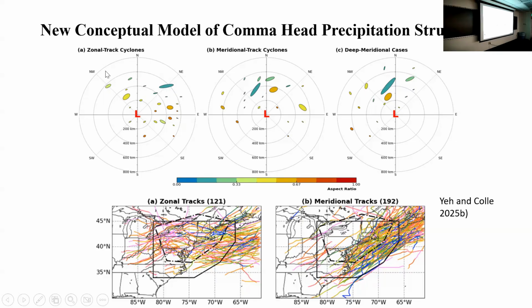And you can see, if you have zonal tracks, a lot of these banded structures on the northeast side of the cyclone, somewhat smaller in scale. Once we have meridional cyclones, which are heading up the coast, that's when you start getting these larger structures north and northwest, and then even increasing after that. So this climatology builds up our knowledge of the full spectrum of structures relative to the cyclone tracks, building on Howe's conceptual model.